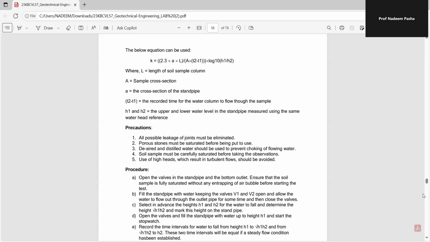So what are the precautions you need to take? All possible leakages must be eliminated. Porous stones must be saturated before being put to use. De-aired and distilled water should be used to prevent choking of flowing water. The soil sample must be carefully saturated before taking the observations.